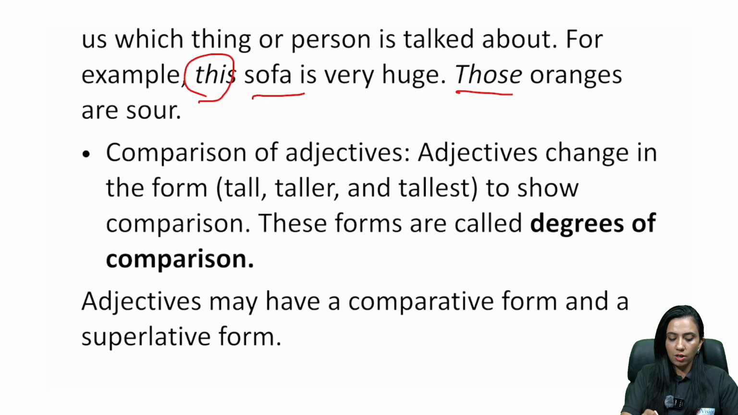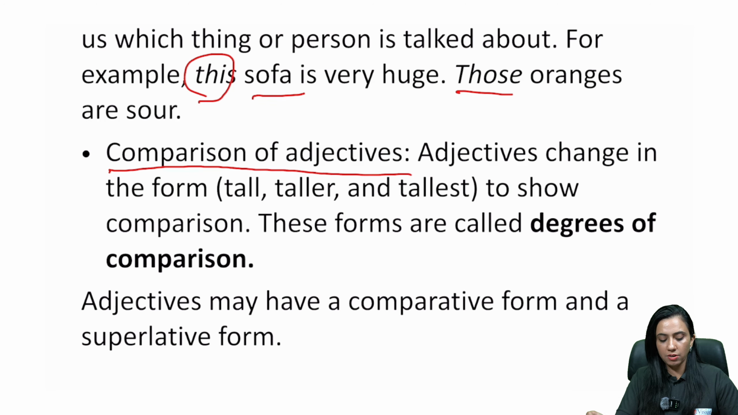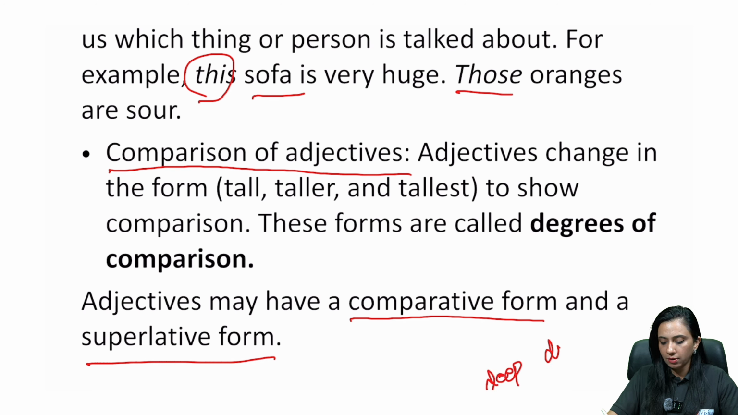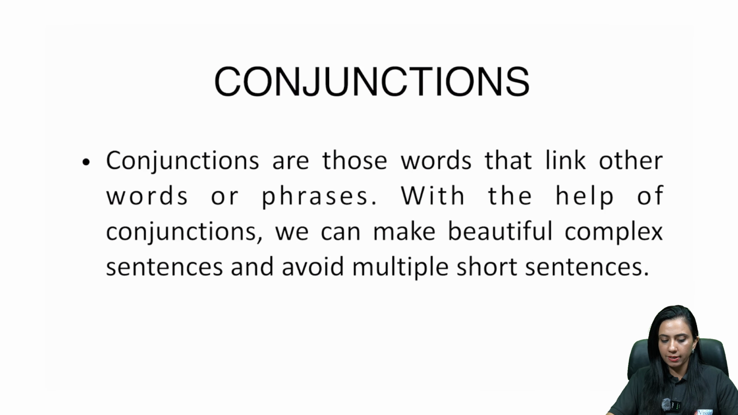Now let's see this thing also. We are having comparison of adjectives also. When we are having two things in comparison, we can say this is the degree of comparison of adjectives. That is a comparative form, but we are having a superlative form also. For example, if I say deep, deeper, and I would say deepest. So if I'm comparing, deep, deeper is a comparative form, but when I'm using deepest, this is a superlative form. Okay, so this is the superlative form of adjectives.